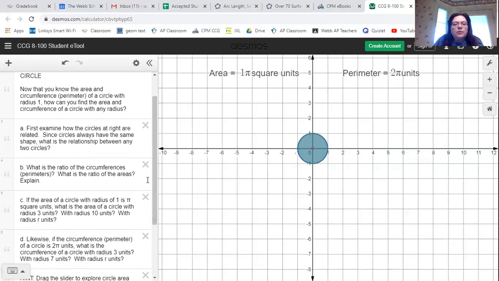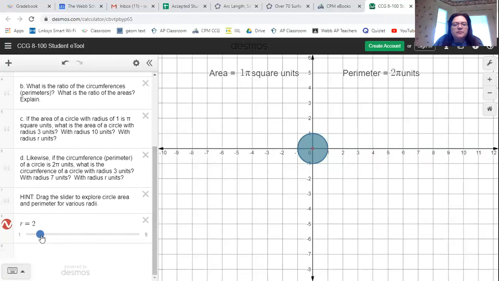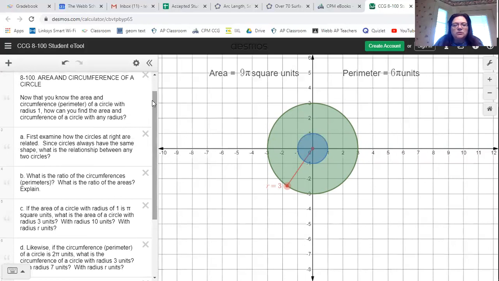So what we want to do is take a look at the circles. I'm going to move this back up to a 3. These two circles. The blue one is the unit circle, right? That's one of our vocabulary words. Unit circle has a radius of 1. And then our second circle, our green circle, has a radius of 3. It tells us right here. So how are the two of them related?